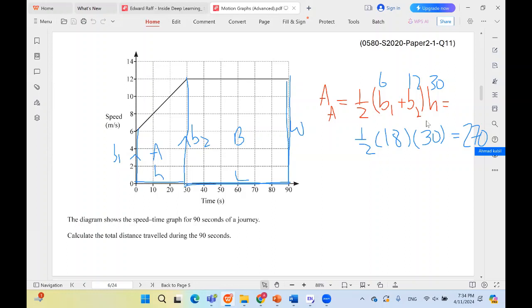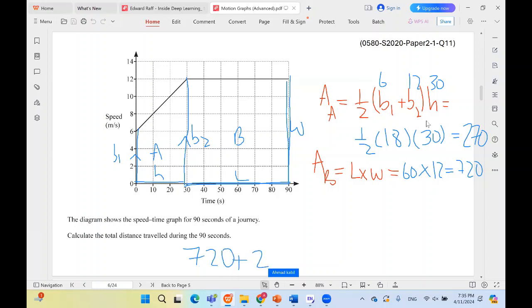Then we want to get the area of B, which is a rectangle. So the area of B is length times width. And we said that the length L goes from 30 to 90, so L is 60. And the width goes from 0 to 12, so this would be 12. So 720. And then we add these two numbers up together. So 720 plus 270 gives us 990 meters, and this would be our final answer.